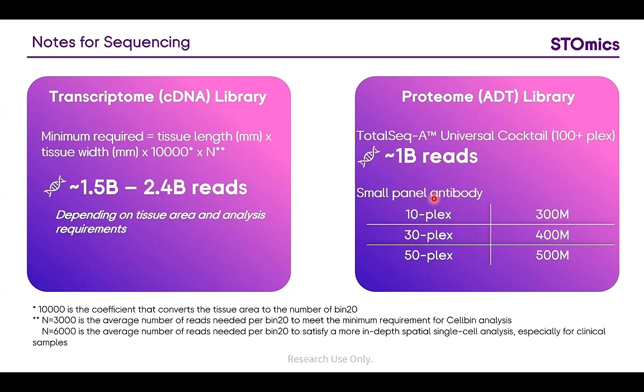If you're using a small panel of antibodies, no matter whether you use your own chosen primary antibodies or a small panel, for 10 plex, we expect 300 million reads. For 30 plex, we expect 400 million reads. And for 50 plex, we expect 500 million reads.